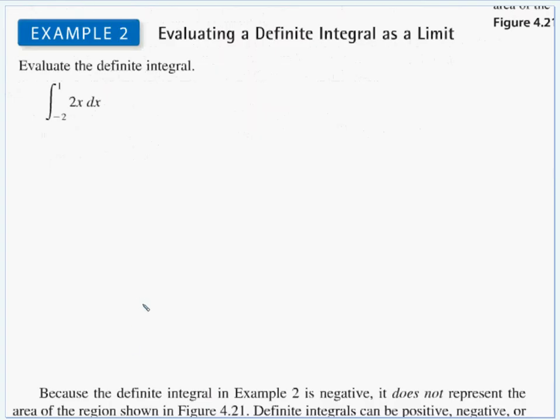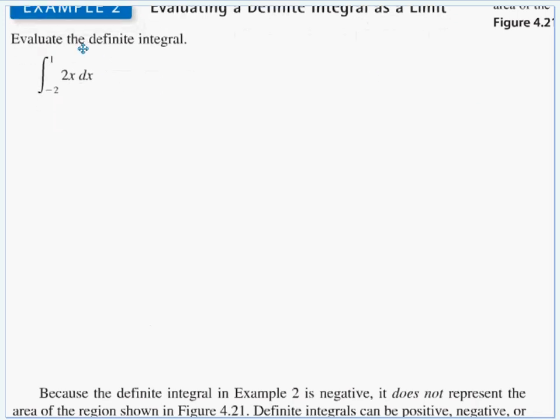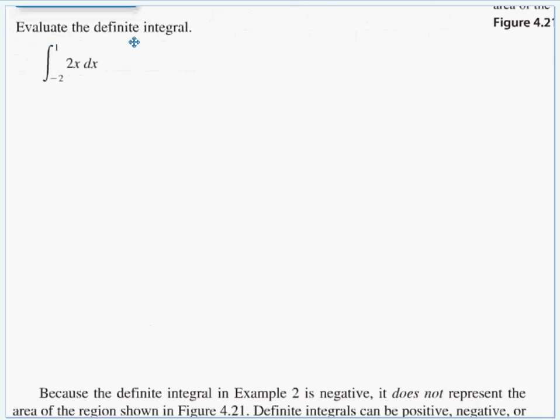And in this example, we're going to bridge that notational gap. Here it says evaluate this definite integral. We want to go from -2 to +1 of 2 times x dx. Okay, let's start converting this into the other notation that we are more familiar with at this time.